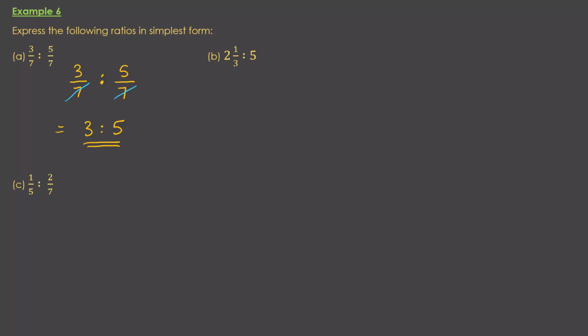With the next one, what I would start by doing is make this into an improper fraction. So 3 times 2 is 6, add 1 is 7. So I've got 7 over 3. And on this side I've got 5, which is effectively 5 over 1. So I can remove the denominator by making the denominator here 3. This would be the same eventually as multiplying both sides by 3, but you'll see what we get.